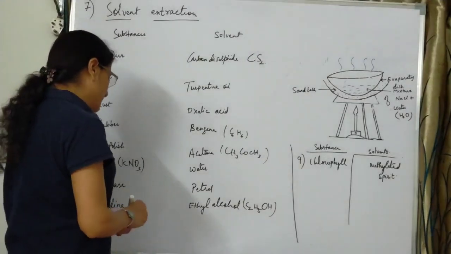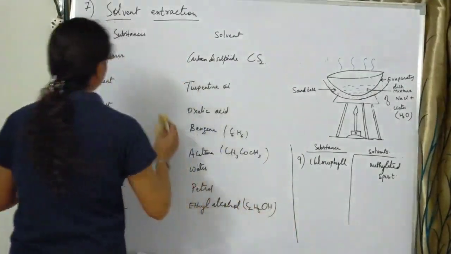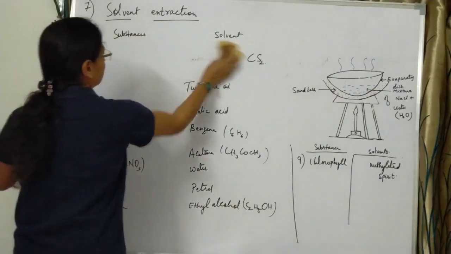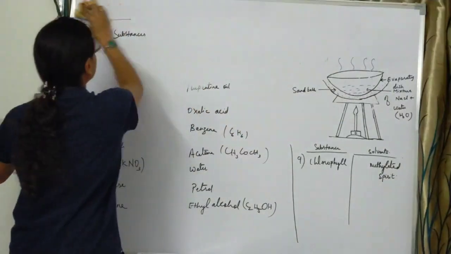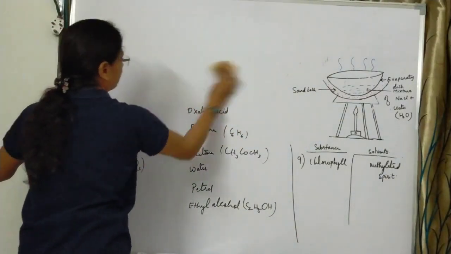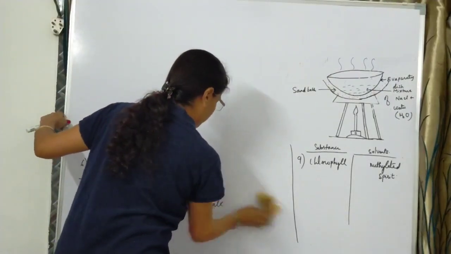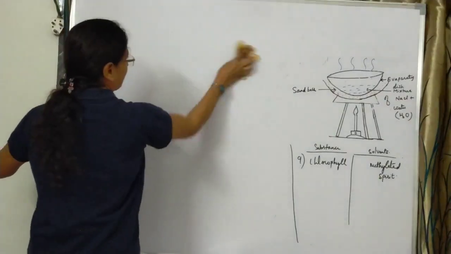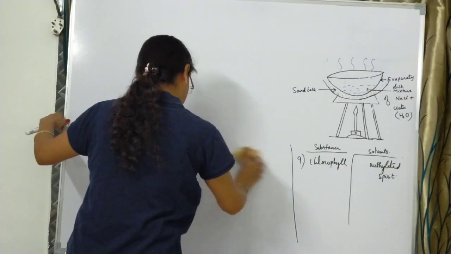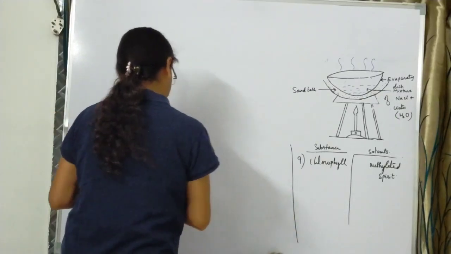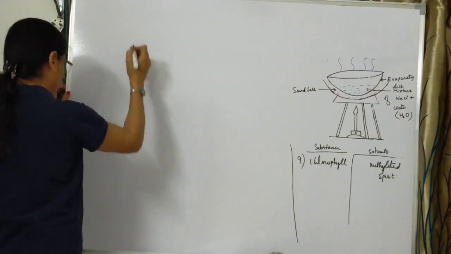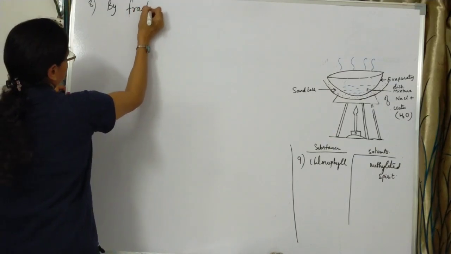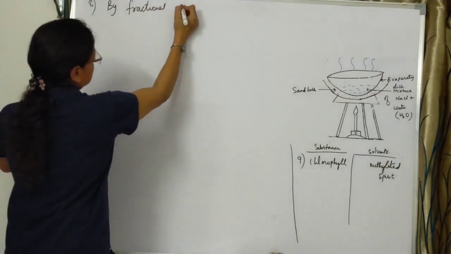Alright. We move on to our next method, that is the method of fractional crystallization. So I'll rub off everything from here. So that was our, I think, eighth method, that is fractional crystallization.